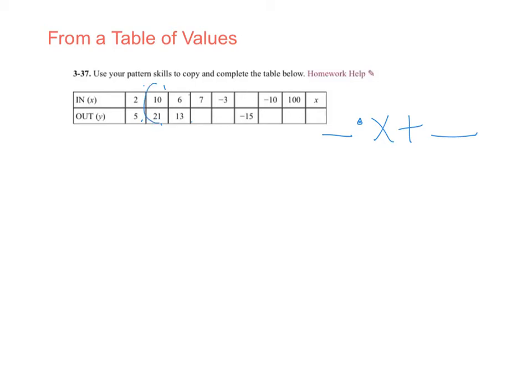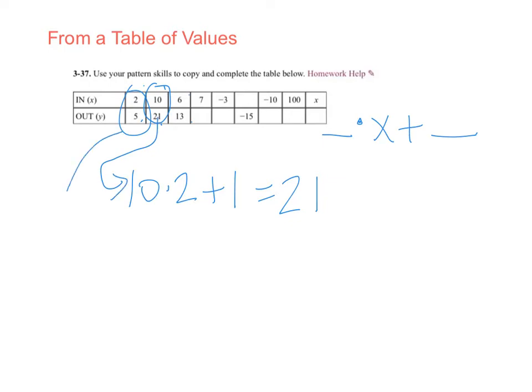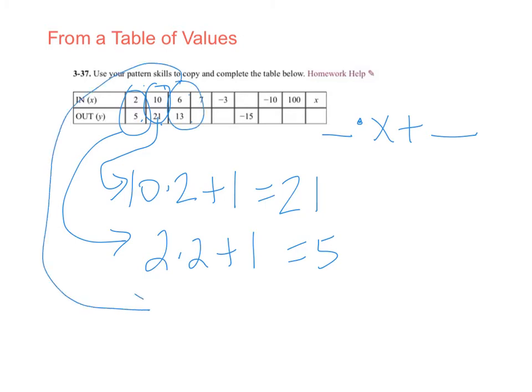Well, if I look at the 10 and 21, I know that 10 times 2 plus 1 is 21. So let me test that with the 2 and the 5. If I do the 2 and the 5, 2 times 2 plus 1 is 5. Okay, I want to test it with one more set. So let's do this 6 and 13. 6 times 2 plus 1 is 13. So that tells me my rule is 2 times x plus 1.